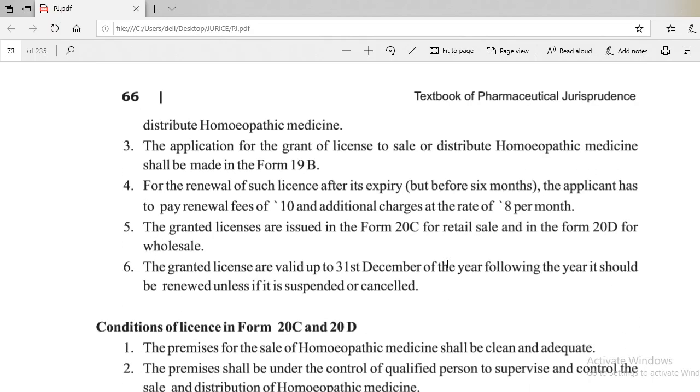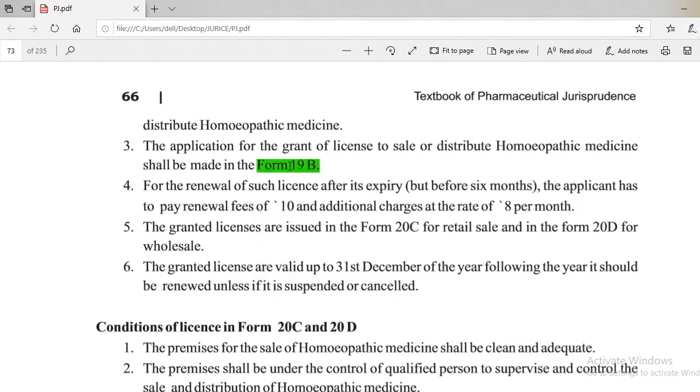Then to sell and distribute homeopathic medicines, they require a license. Okay, the application for the grant of a license, we have already seen that cosmetics and ayurvedic drugs do not require a license for sale. Okay, but the homeopathic medicines require a license to sell, as well as for the distribution. And it is given in the 19B, correct, it is given in the 19B.